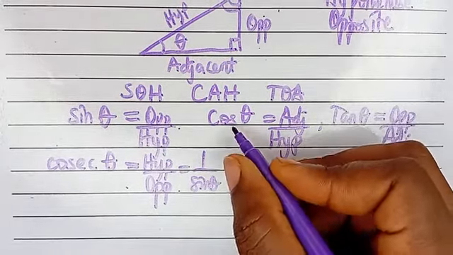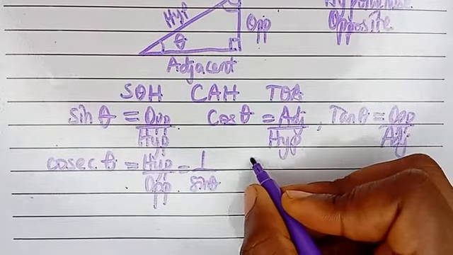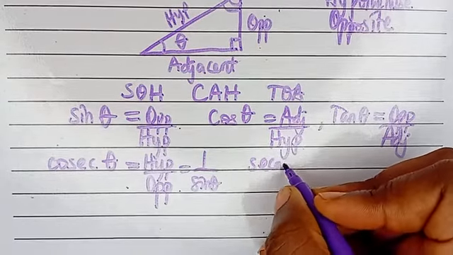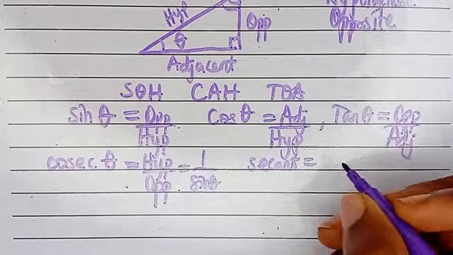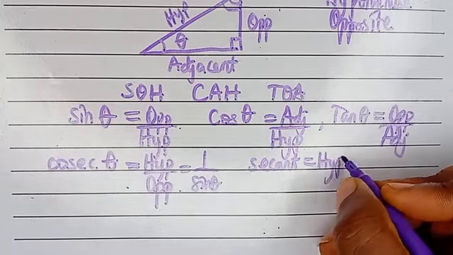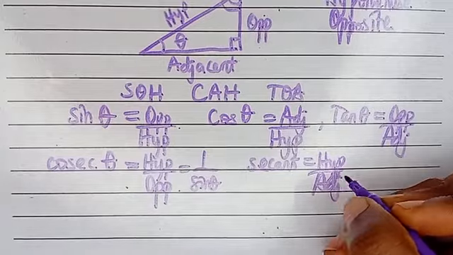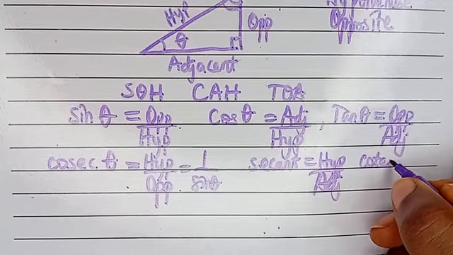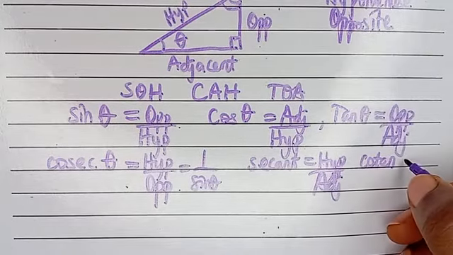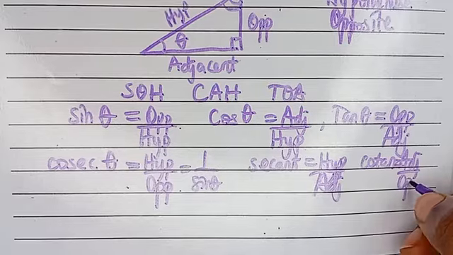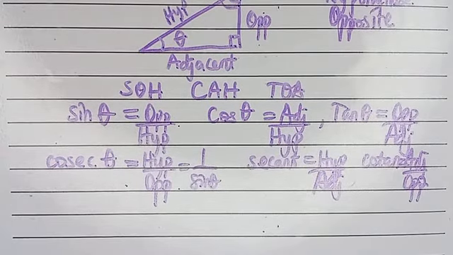So for cos, the reciprocal of the cosine of an angle is the secant, or sec for short, which is equal to, you guessed it right, hypotenuse over adjacent. Then for tan, we say cotan, that is cotangent, which becomes adjacent over opposite. So that is it for trigonometric ratios.